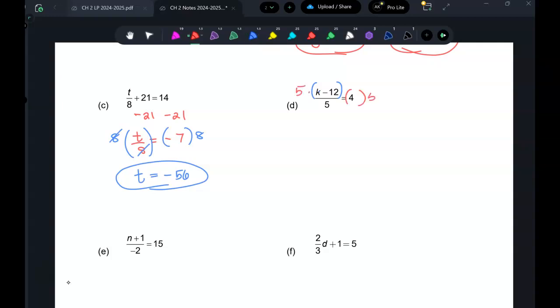Oh, I got to get rid of the 5. Yeah. So I have k minus 12 equals 20. Good, and then I'm going to add 12 to both sides.